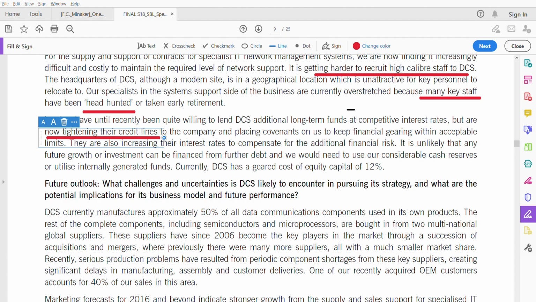They are also increasing their interest rates to compensate for the additional financial risk. It is unlikely that any future growth or investment can be financed from further debt, right? And we will need to use our considerable cash reserves or utilize internally generated funds. Currently, DCS has a geared cost of equity capital of 12%. So the geared cost of capital is 12%.